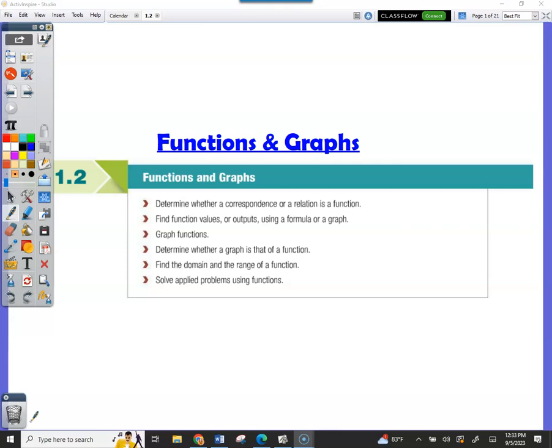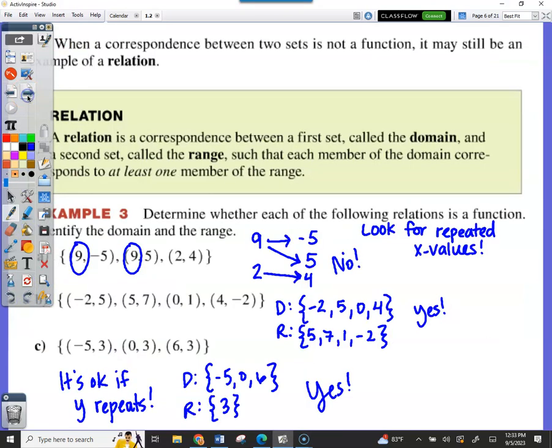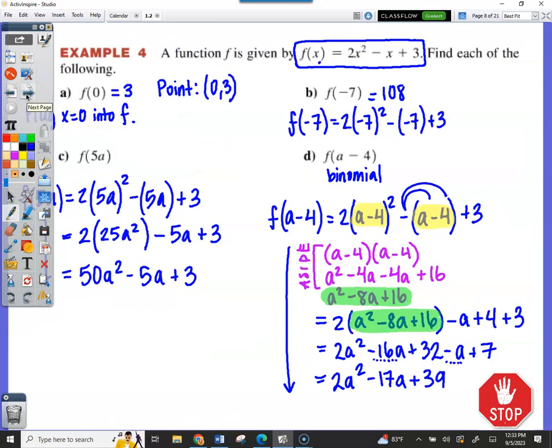1-2 notes. We were looking at functions and graphs, and we got to a stopping point right here. We were evaluating functions by plugging in the values, and then we got fancy with it. Instead of plugging in integers, we were plugging in polynomial expressions and having to do the Algebra 2 with cleaning it up. And that's where we left off.